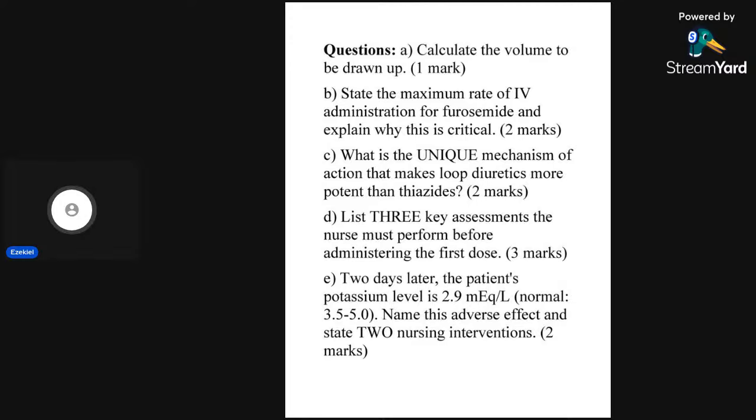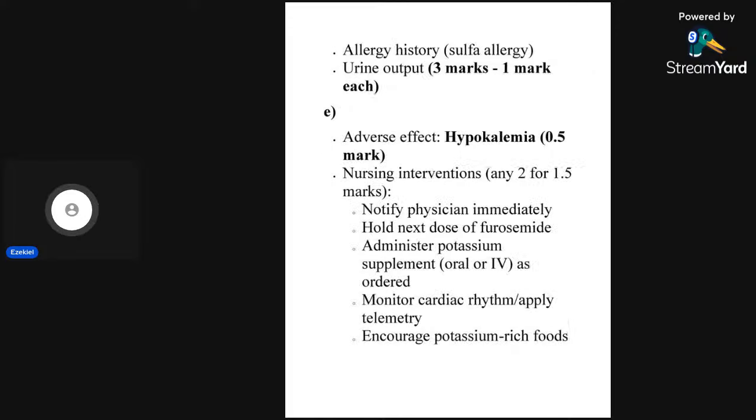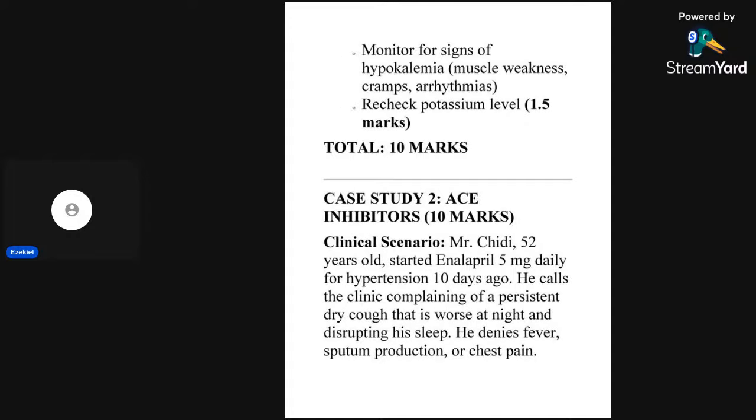All right, so that's that for case study 1. These are the answers, but I'm not going to leave this answer for you. We are just going to move on to case study 2 immediately because of time.